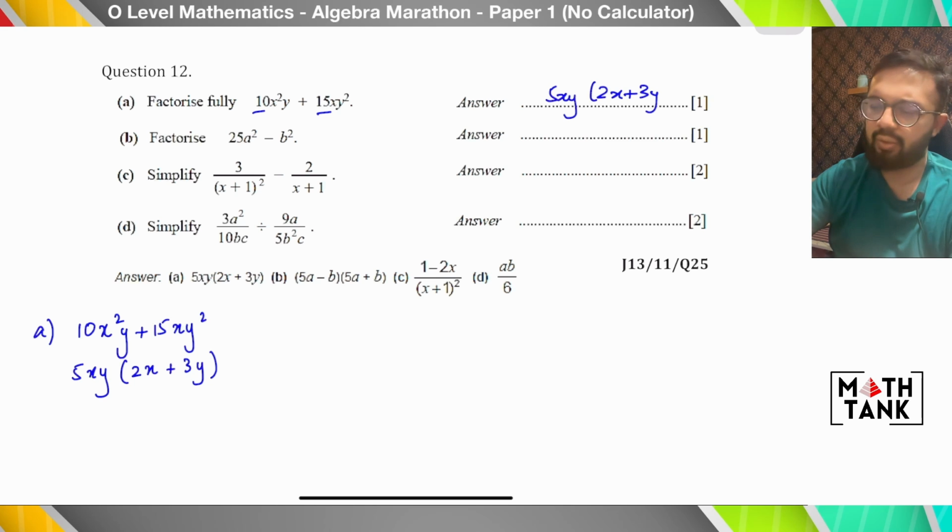There aren't three terms, I couldn't break the middle term and so on. So that is it. Then I see the next one. I don't see anything common, but I see both being squared. So this is a difference of squares. So I'm going to say that 25 is the square of 5. So this is 5a minus b into 5a plus b.